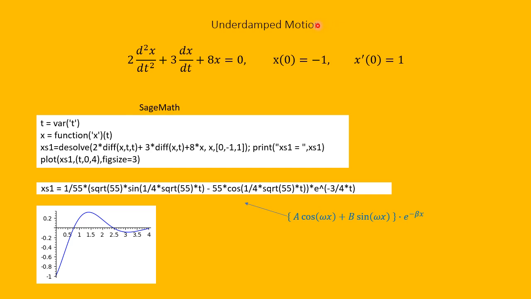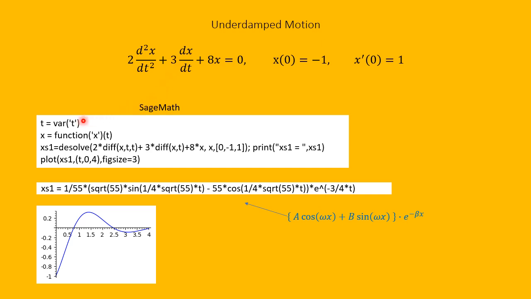Here's an example of underdamped motion. 2 times the second derivative of x with respect to t plus 3 dx/dt plus 8x equals 0. If you compute the value of c squared minus 4mk, you'll find out that it's negative. The initial conditions are the same as before. The only thing that we changed from the undamped to this underdamped motion problem is this term right here. In the undamped model, this term was missing. In the underdamped model, we have c being 3.